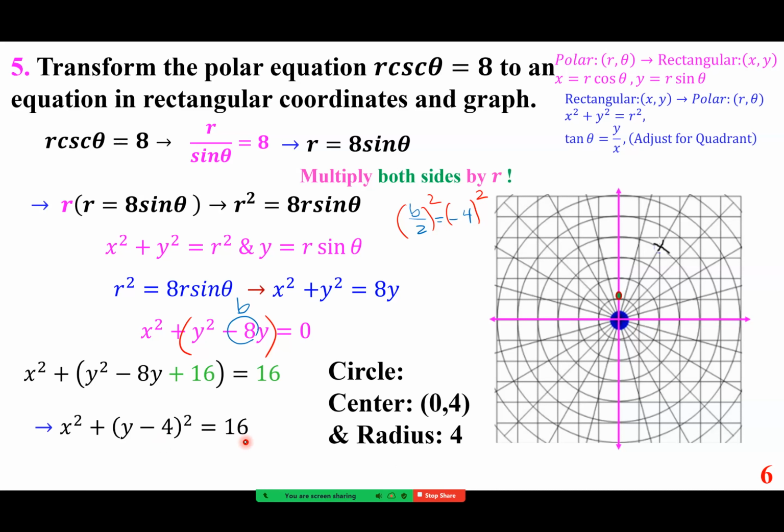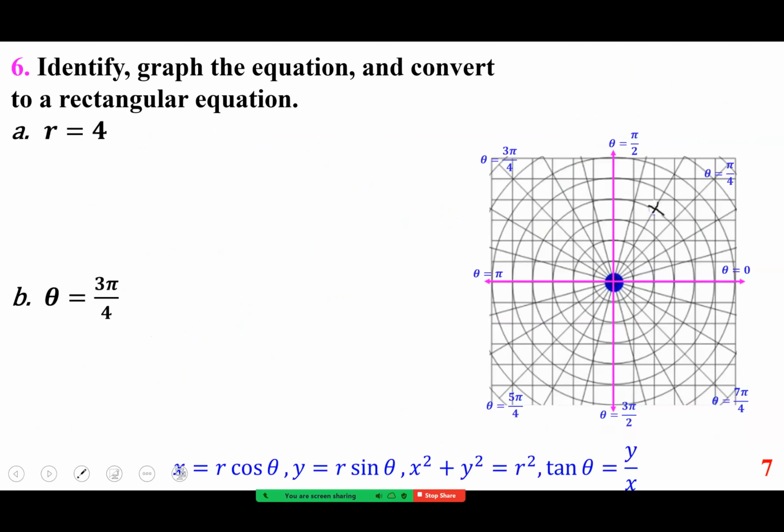So 0, 4 is the center, and then a circle with the radius 4. In short, we notice this type of equation, r equals a number times sine or cosine, will end up being a circle. We want to identify these two.